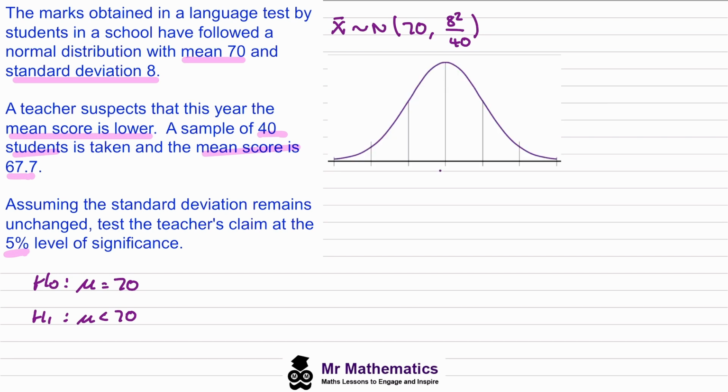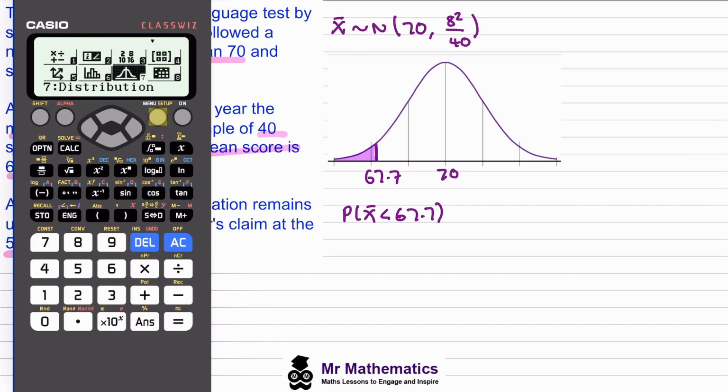So we have our mean of 70 and our sample mean given as 67.7. So I'll plot this about here. So our test statistic will be the area of this region. So we need to calculate the probability of our sample mean being less than 67.7. And we can do this using the normal CD on our calculators.